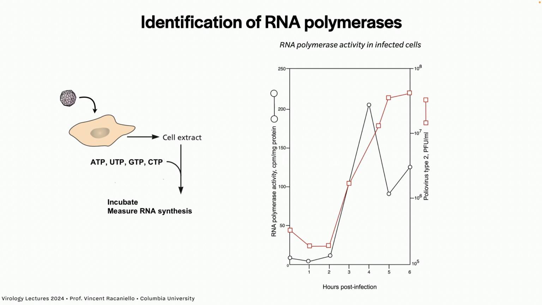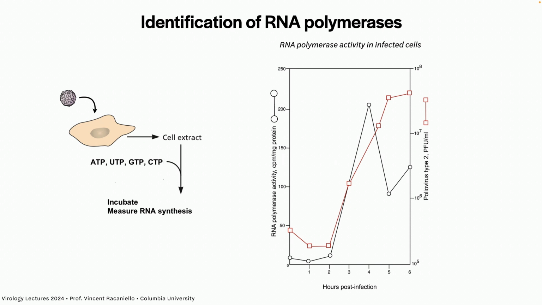In the old days, we used radioactivity. People don't do that anymore. But we had no choice back then. You add radioactive triphosphate, and then you can measure the incorporation into RNA. So it's a way of measuring RNA synthesis. And the result of this experiment is shown on the right here.